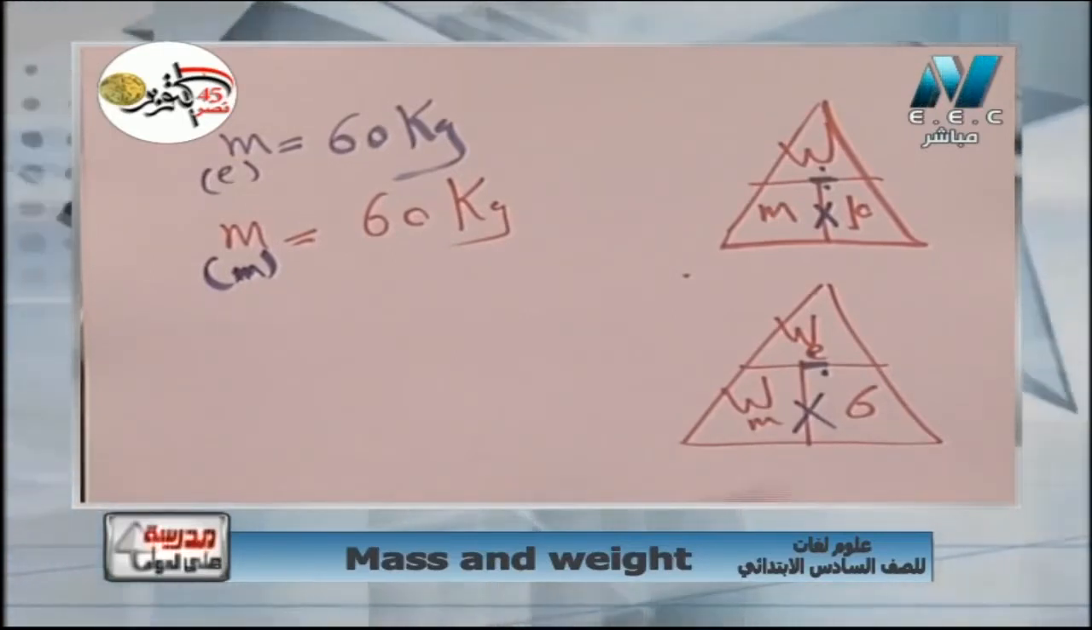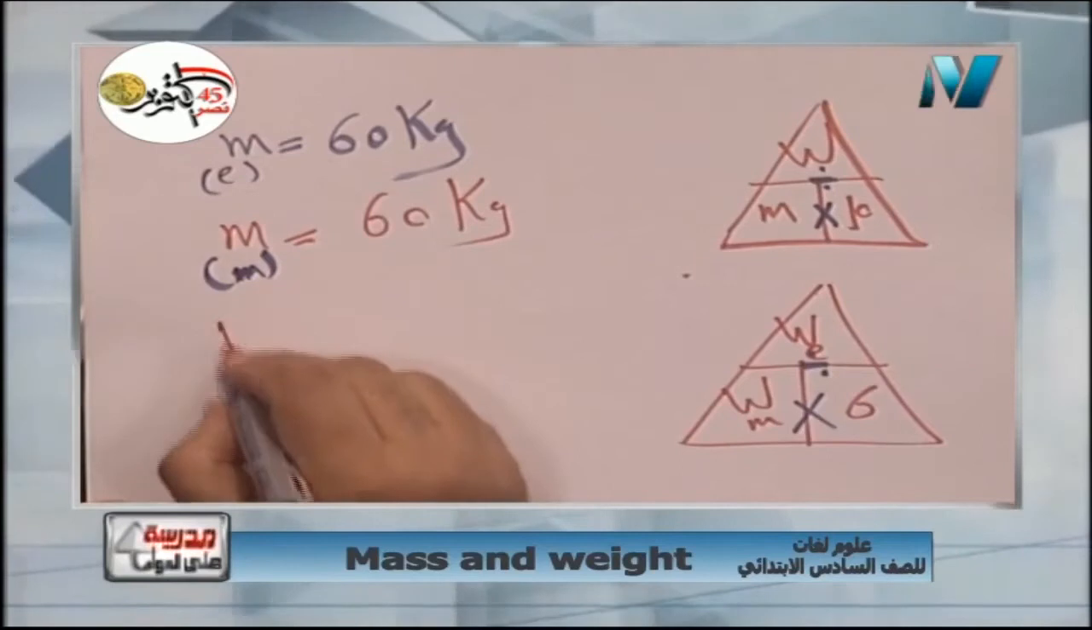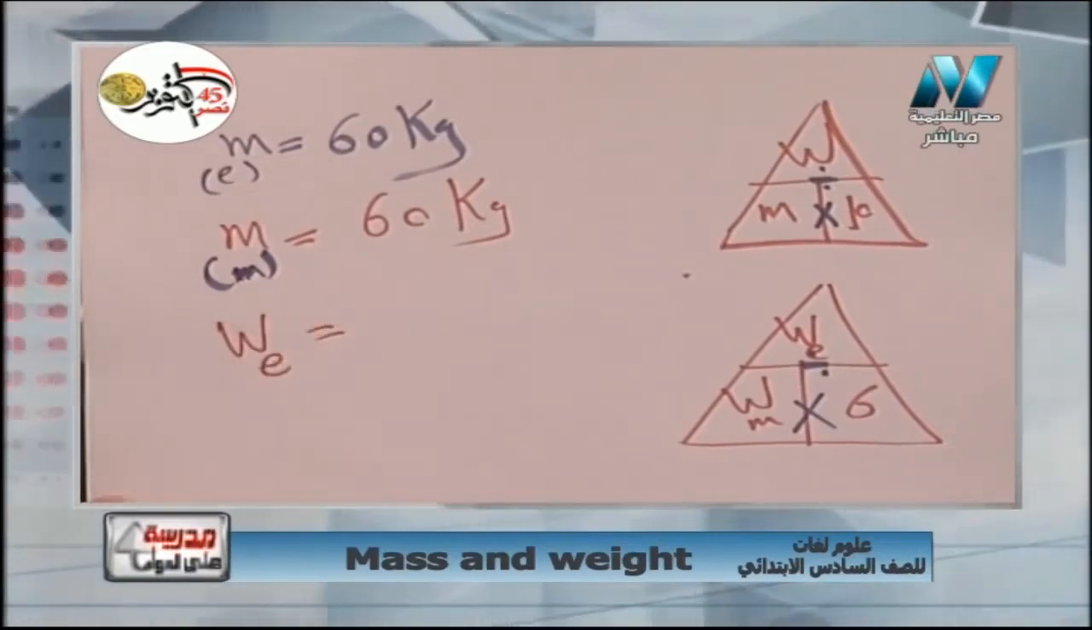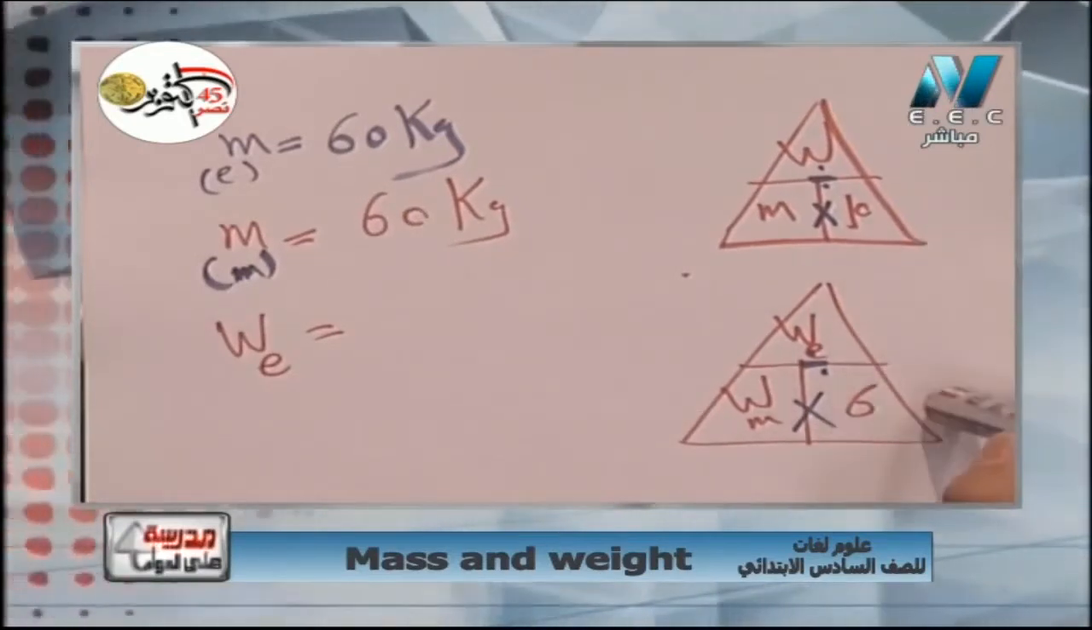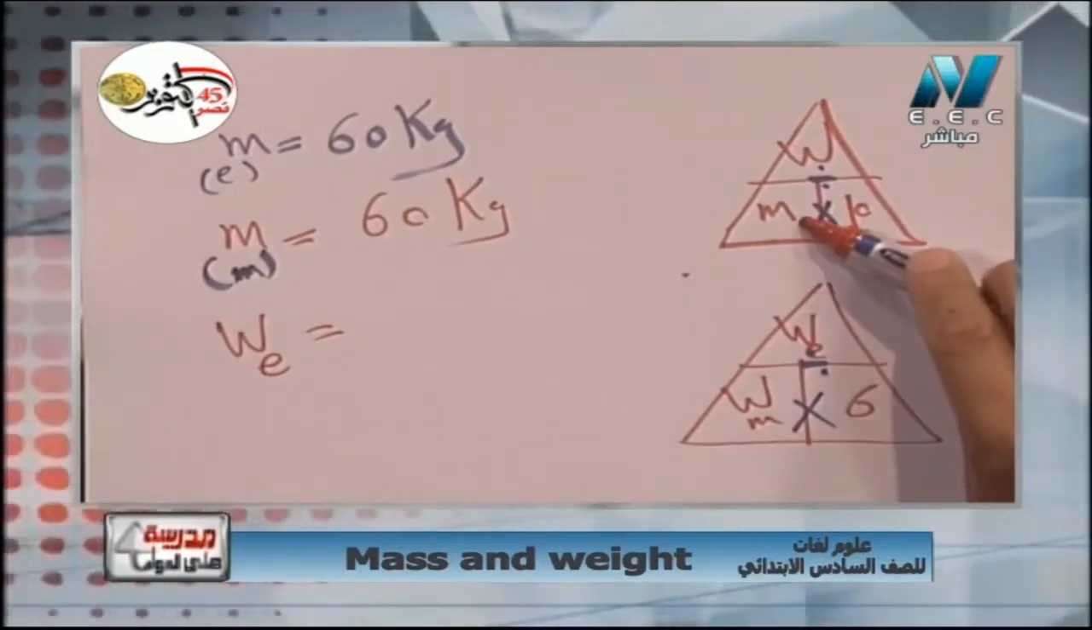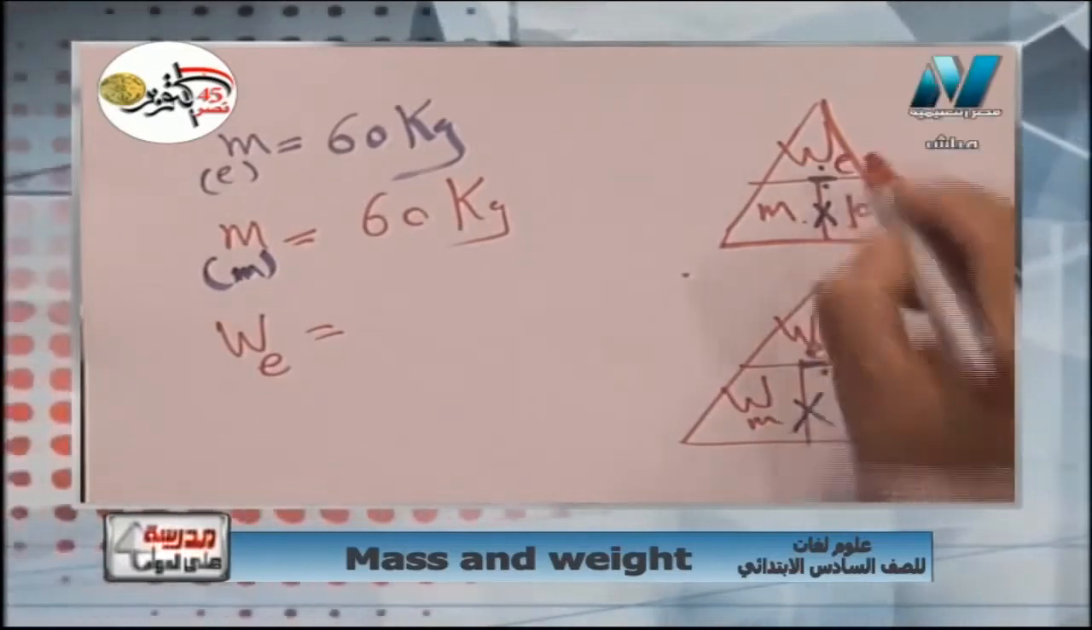طب المطلوب الثاني مطلوب مني weight on the earth. ممكن اكتب هنا weight on the earth equal what؟ طب انا عندي mass ومطلوب مني weight on earth. استخدم اي رول من دول؟ بص هنا كويس. انت عندك mass وعايز weight. على فكره الويت ده هو برضو on earth. محدش يتلخبط.